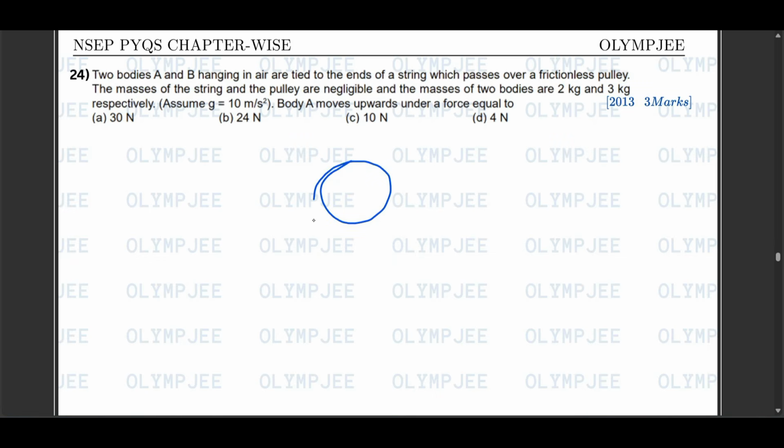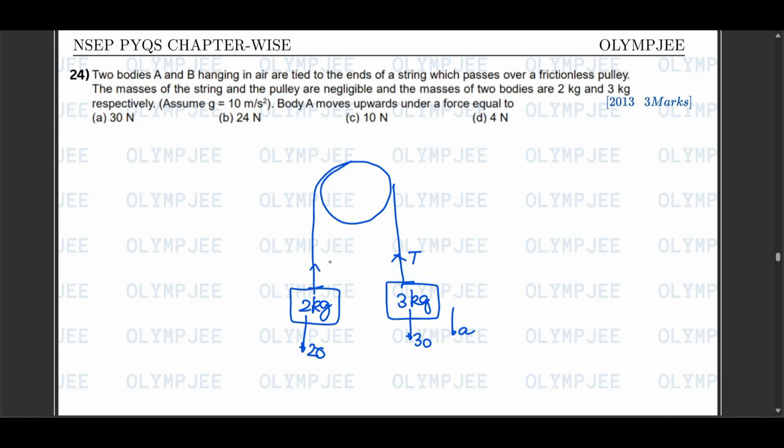So if this is the pulley, this is body B, which is 3 kg, and this is body A, which is 2 kg. Since this mass is greater than 2 kg, this will be moving downwards and this will be moving upwards with the same acceleration due to string constraints. So 30 will be acting downwards, T will be upwards, and 20 will be acting downwards, T will be upwards, and the acceleration would be upwards.